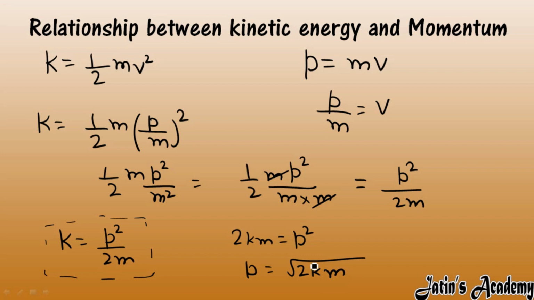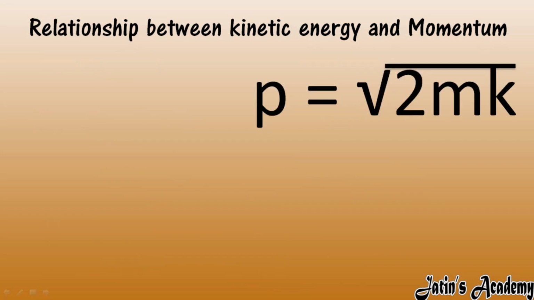So this is the expression of momentum with the kinetic energy. It is the exact relationship between kinetic energy and momentum, which is very important from the numerical point of view. This is the expression of momentum with mass and kinetic energy. Now let's discuss a case in which we have two bodies, A and B.